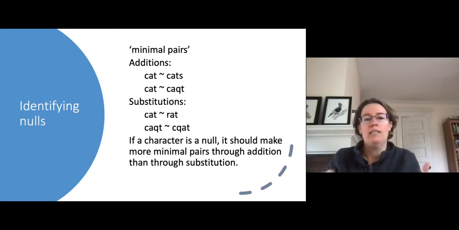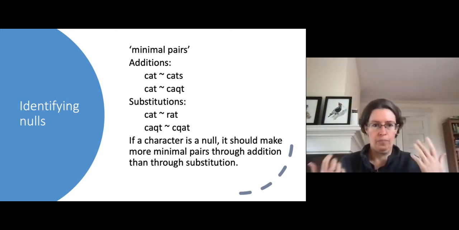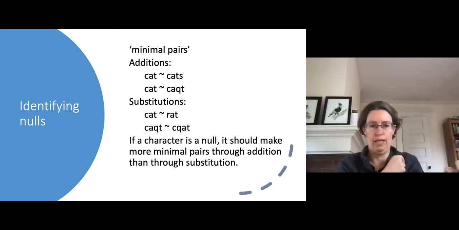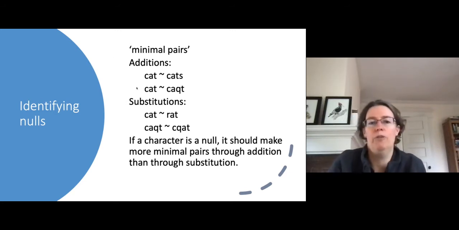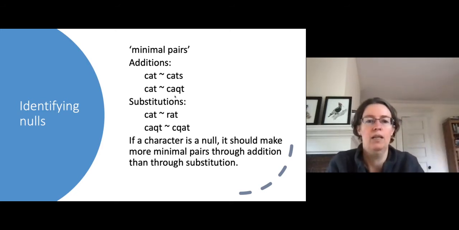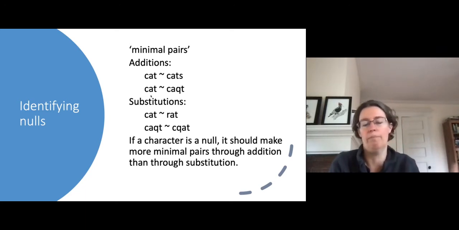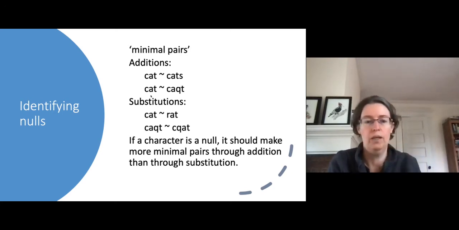So if we want to identify nulls, we can think about what nulls do to words. They create minimal pairs with respect to their unencoded or unenciphered word. So if I, for instance, want to make a ciphered version of cat and use a null, I'm going to use Q for the null here. I can stick Q somewhere in the word, and I therefore have a minimal pair that differs with an edit distance of 1, and that edit distance is a single addition.